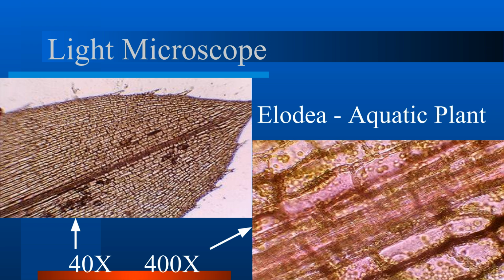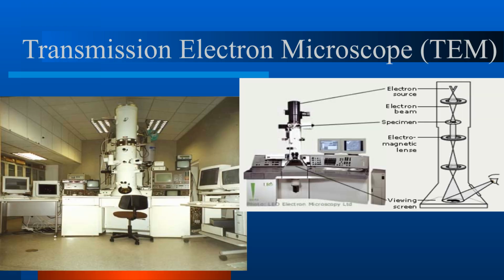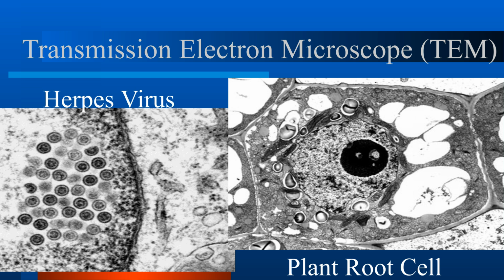Here are images of Elodea, an aquatic plant, viewed under a light microscope at 40x and 400x magnification. The transmission electron microscope, or TEM, uses an electron beam to create an image, revealing ultra-fine details inside a specimen. Examples of TEM images include the herpes virus and a plant root cell, showing internal structures in great detail.